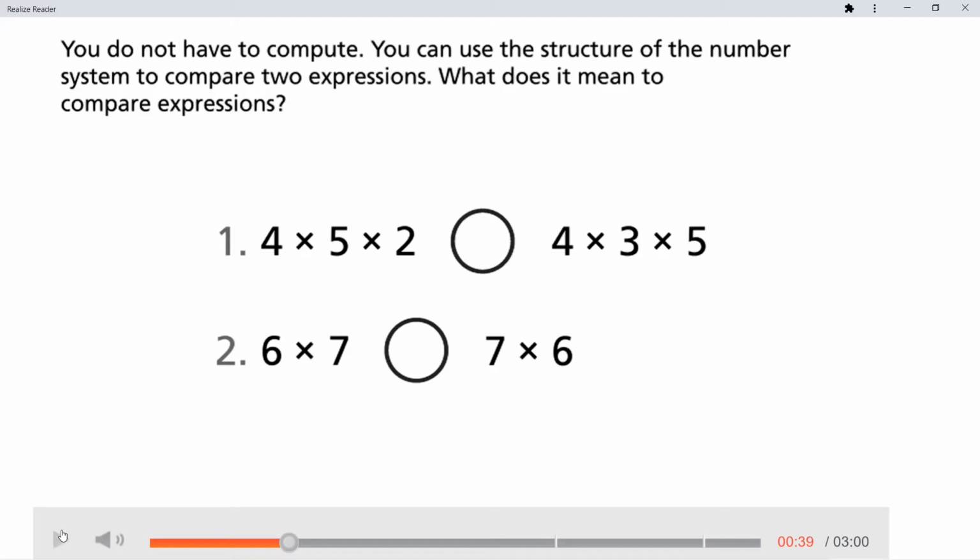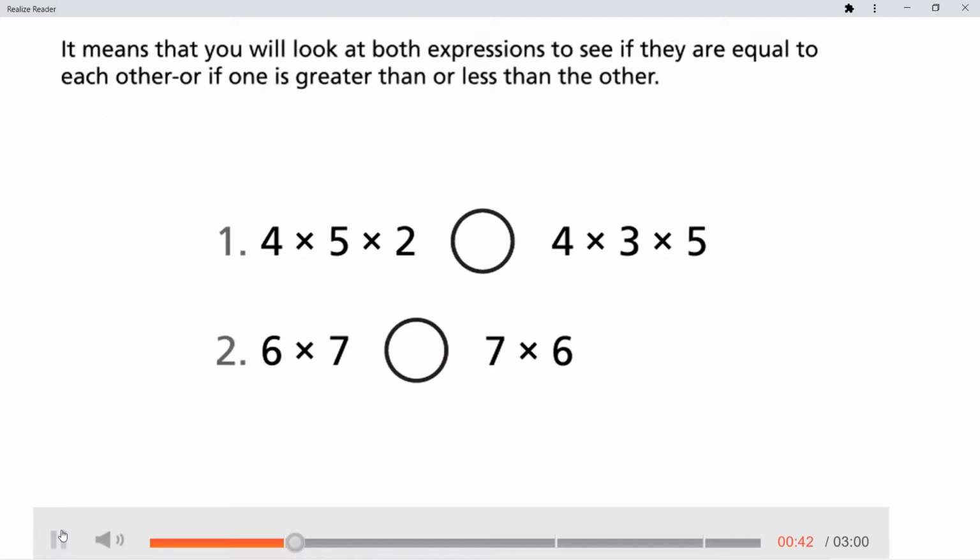Now for number 2, take a look at the digits you have. You have 6 times 7 on one side, and you have 7 times 6 on the other side. Remember your properties. Remember that the commutative property of multiplication tells us that we can switch our numbers and our product will stay the same. So 6 times 7 is going to be equal to 7 times 6.